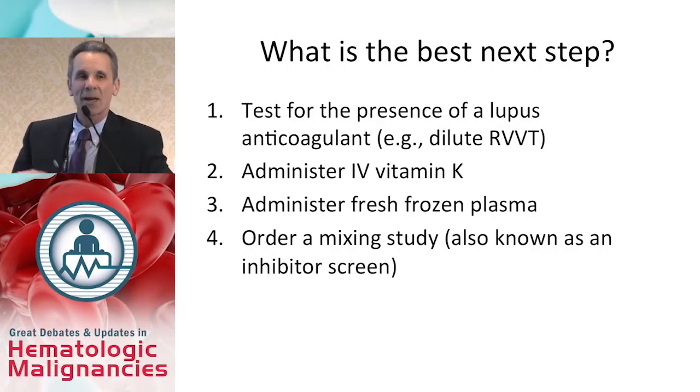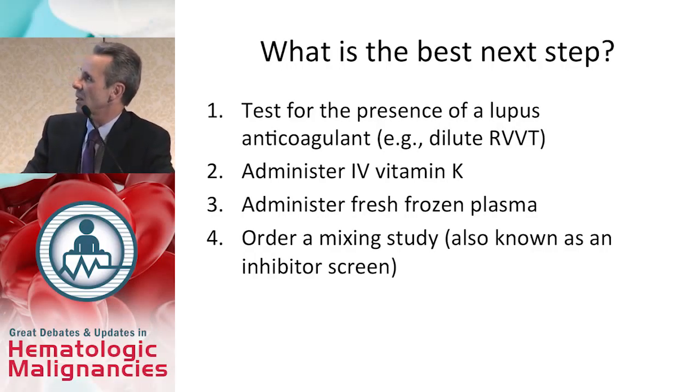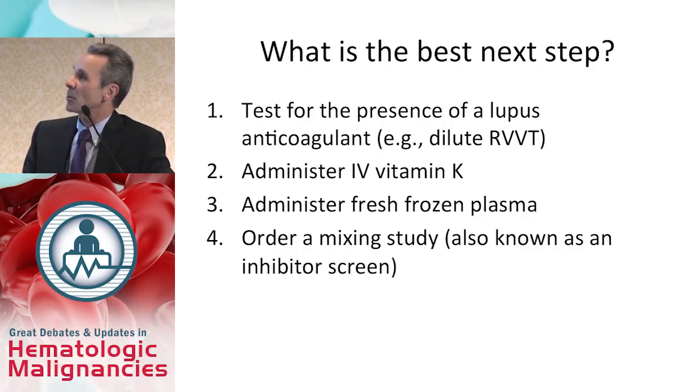One of the things always to think about is von Willebrand disease. She did not have this, but her PT was normal, but her PTT was very prolonged at 87 seconds. So what's the best way to approach such a patient? Testing for a lupus inhibitor right off the bat, doing some of the specialized tests like dilute RVVT, Russell Viper Venom, giving vitamin K, administering FFP, or ordering a mixing study, also known as inhibitor screen.